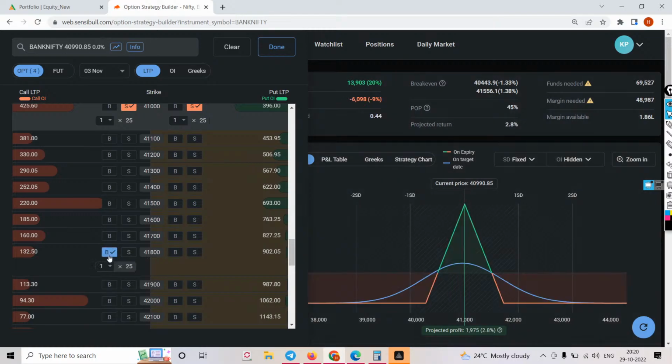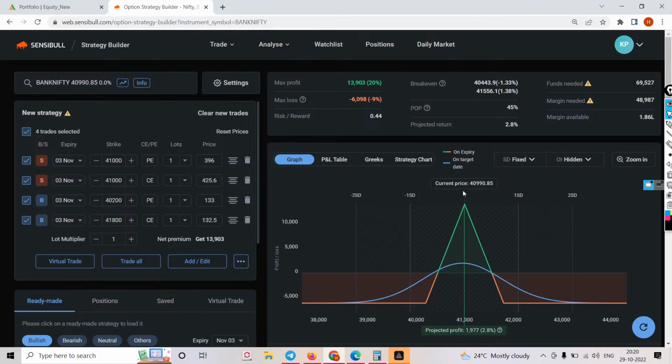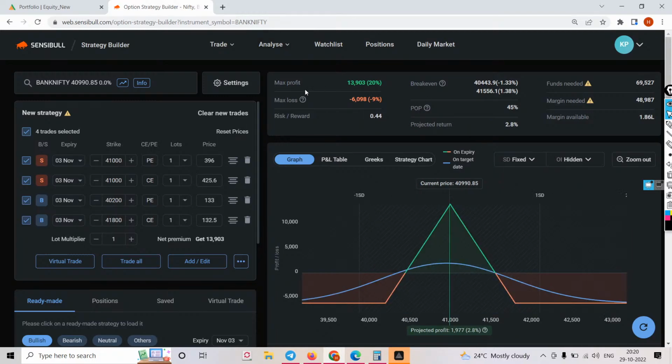So whatever premium we got, we are just going for the edges. This is your typical iron fly. Let me zoom it out. This is your typical iron fly. So you have the safety of 1.3%. Again, you have the safety of 1.38% on both sides at your break even. This is your break even.